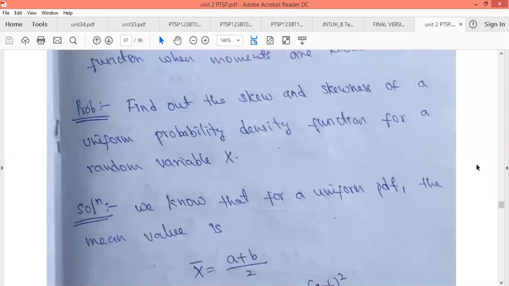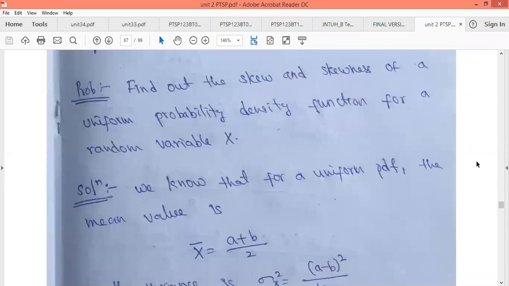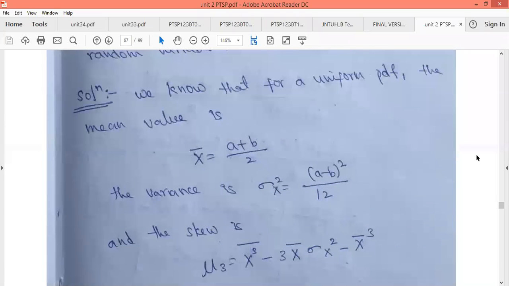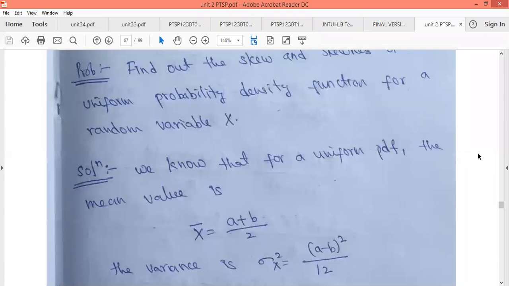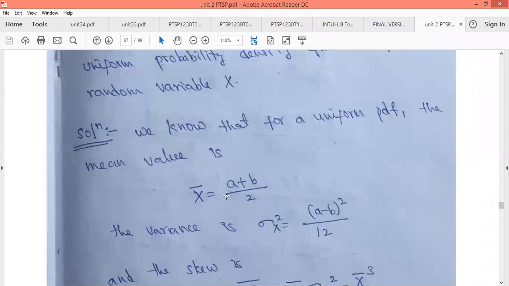Find the skew and skewness of the uniform probability density function for a random variable. So the uniform probability density function we have discussed now. f_X(x) is equal to what? 1 by (b minus a) for a less than or equal to x less than or equal to b. We solved this problem already.